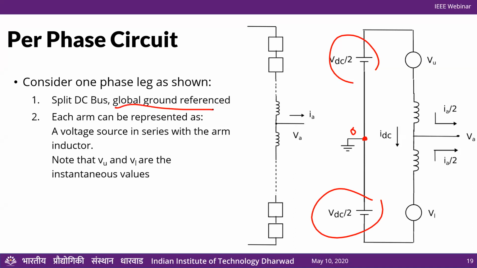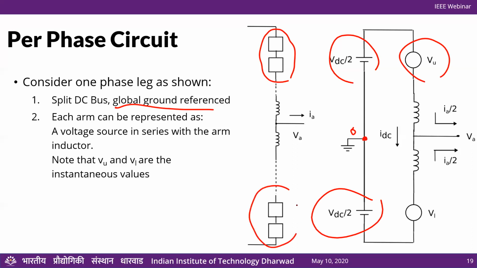That is what I mean by this global ground referenced split DC bus. Now, when we want to do all this modeling, one of the simple ways in which we can abstract out the converter behavior is to sum all of the instantaneous voltages of all these modules and represent that as a single voltage source. We call that VU.